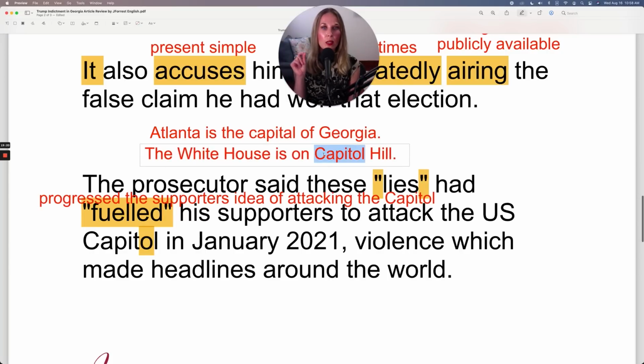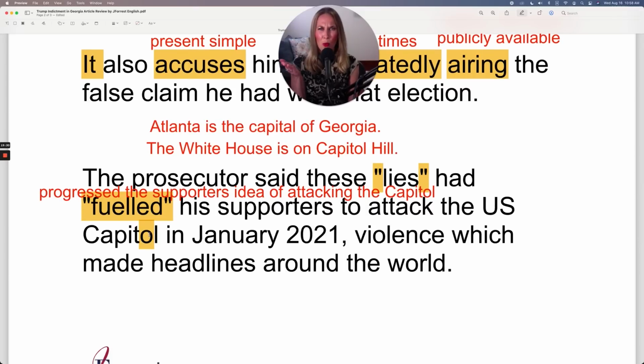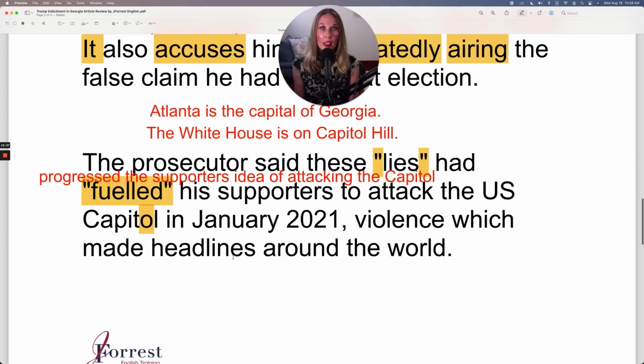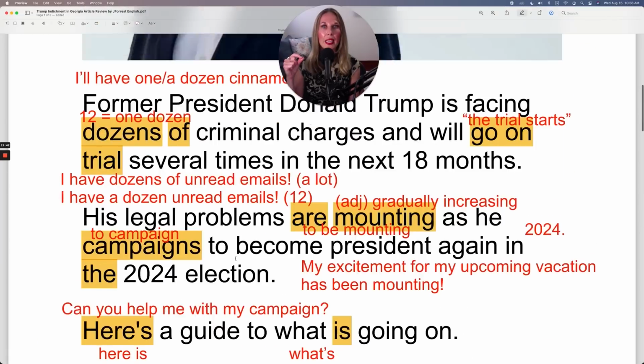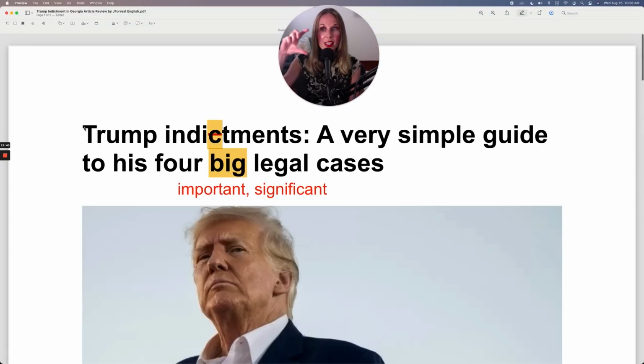But when we're specifically referring to Capitol Hill, pronunciation doesn't change, but the spelling does from an A to an O. The White House is on Capitol Hill. So that's why, if you saw this and you're wondering, why is it O-L? That's why. Violence which made headlines around the world. If something makes a headline, it means that there was an article just like this, but the headline was violence on Capitol Hill. So that's how something makes a headline. It means that it is now in a news article and that's the headline.